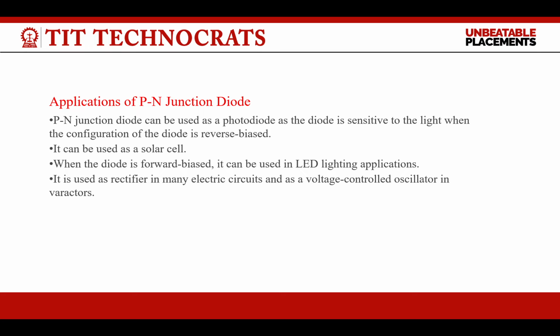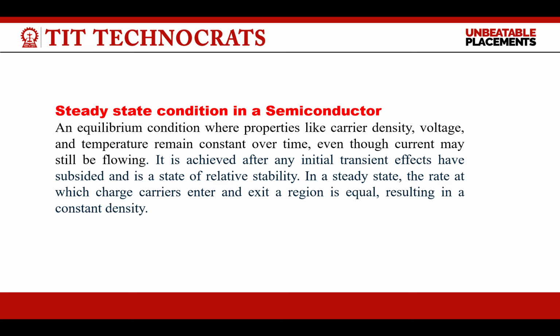The application of PN junction diode is it can be used as photodiode as the diode is sensitive to the light, and it also can be used as solar cell. Third one is the diode is forward bias. It can be used in LED light application, and also it can be used as rectifier in many electric circuits and as a voltage controlled oscillator in varactor.